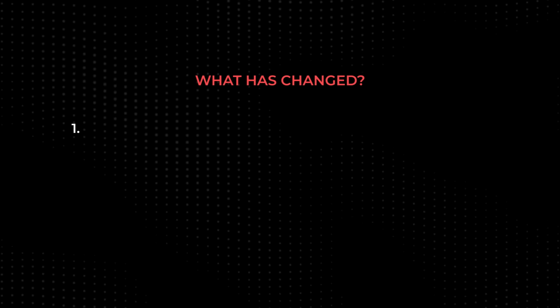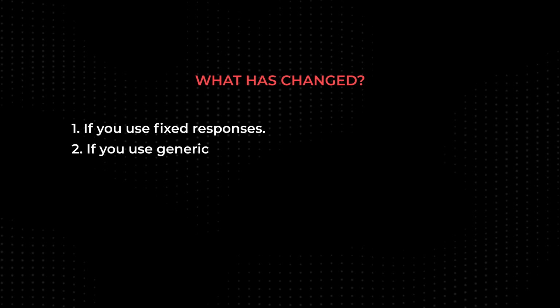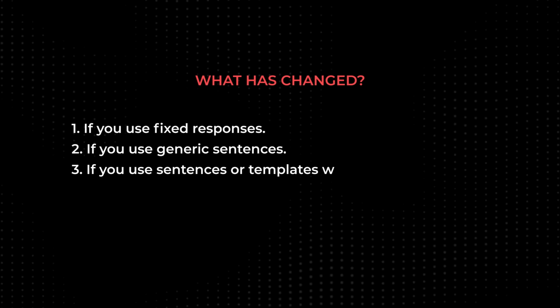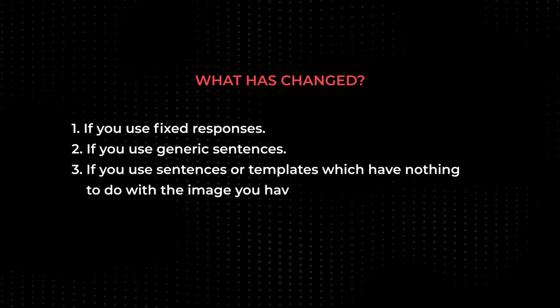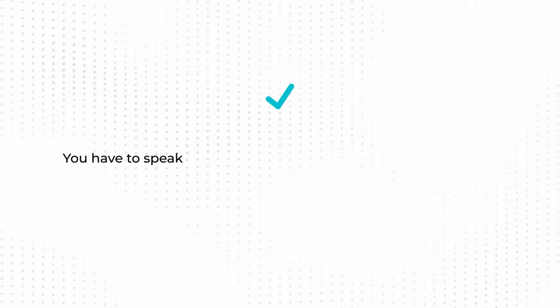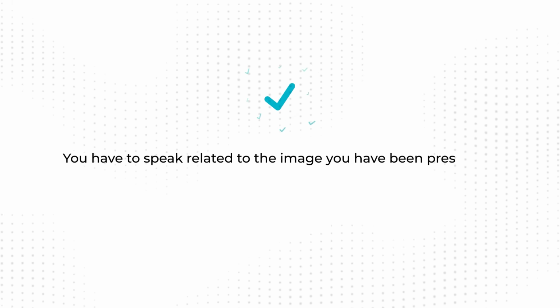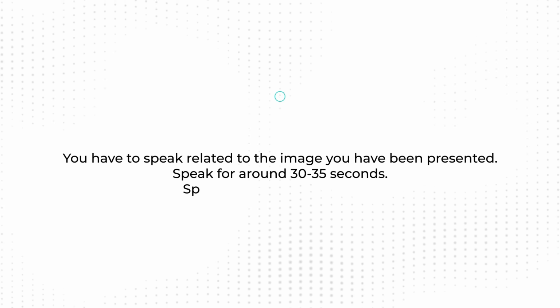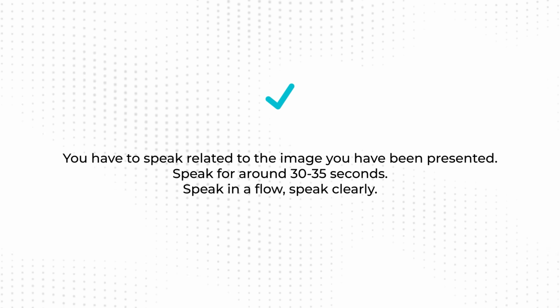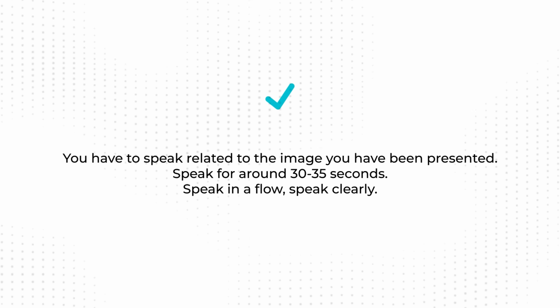What has changed? If you use fixed responses, generic sentences, or templates which have nothing to do with the image you have been presented, you're not going to get the scores. But still, you do not have to be 100% accurate. You have to speak related to the image you have been presented. Go around 30-35 seconds. Speak in a flow, speak clearly, and you will definitely get your desired scores.